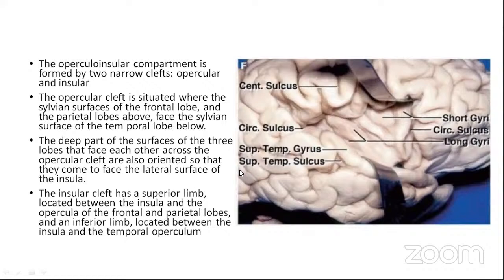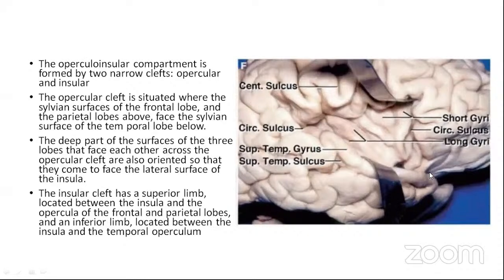As we discussed previously, we have a superficial part and a deep part, and the deep part has a sphenoidal compartment and an operculo-insular compartment. The operculo-insular compartment, as the name suggests, is formed by two narrow clefts, an opercular cleft and an insular cleft. The opercular cleft is situated where the Sylvian surface of the frontal lobe, that is this part, and the parietal lobes face the Sylvian surface of the temporal lobe below.